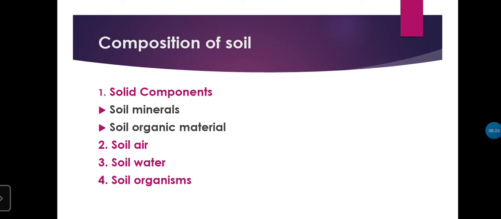Now I am going to talk about the composition of soil. There are four components of soil. They are solid components, soil air, soil water and soil organisms. Under solid components, we can see soil minerals and soil organic materials.